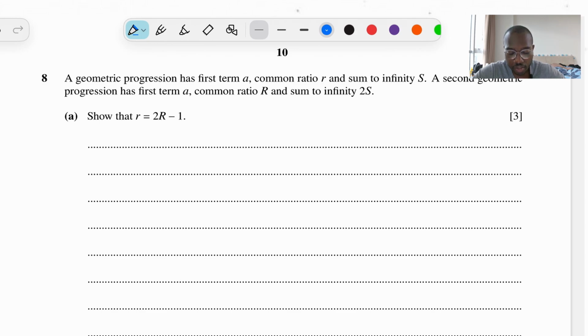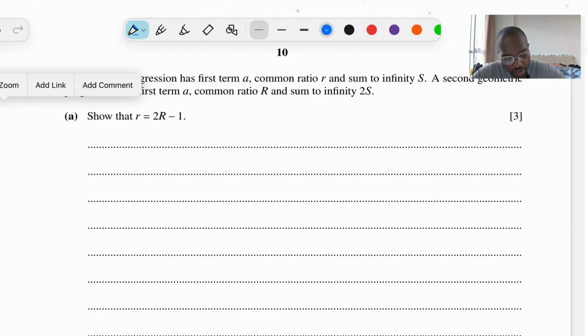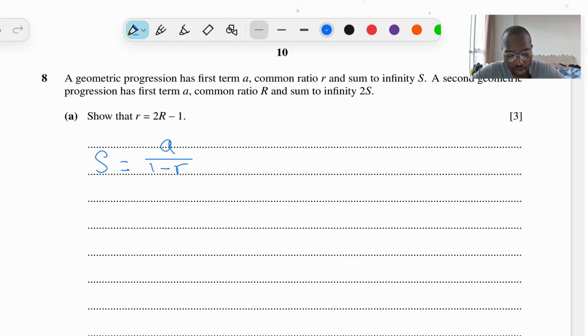This question, what do we know? Well, if we start with the first progression, we know the sum to infinity, so S would equal A over 1 minus r, okay? But for that second one, what do we know? Well, the second one has a sum to infinity of 2S, so it's all relative to S. So therefore, the second one would be 2S, and that would be equal to A over 1 minus capital R, okay?